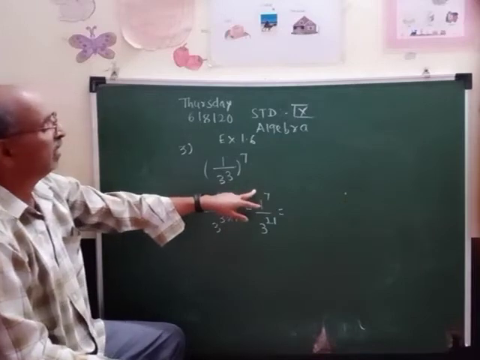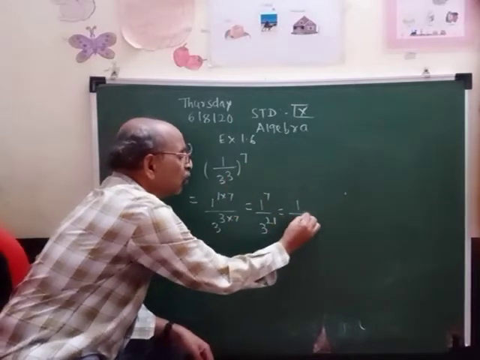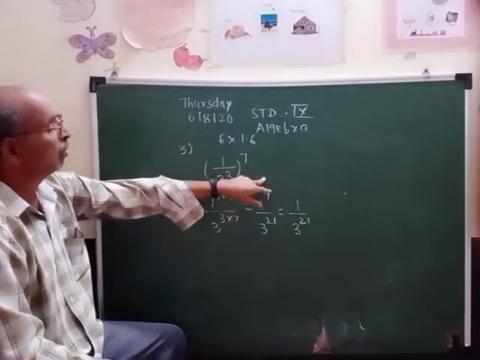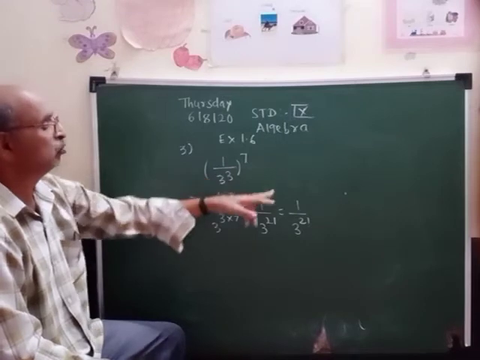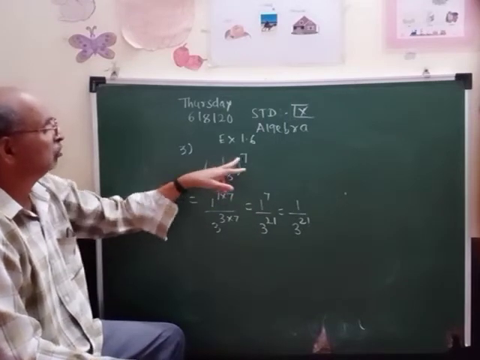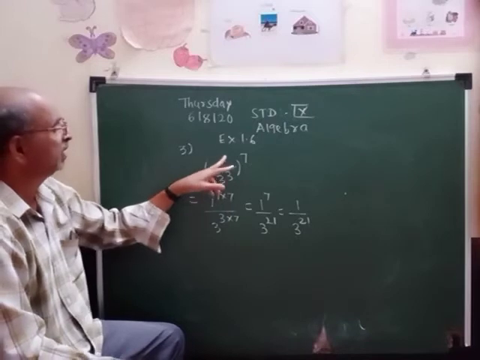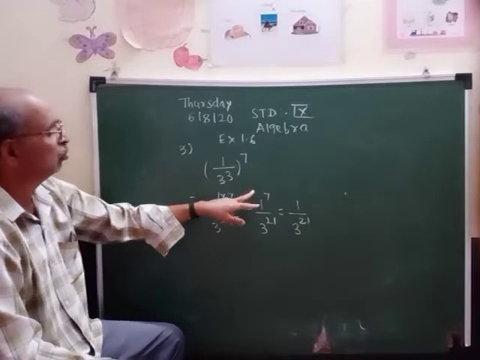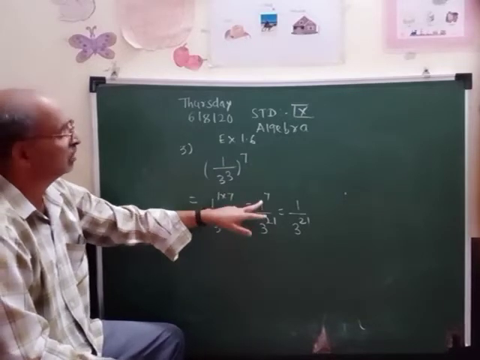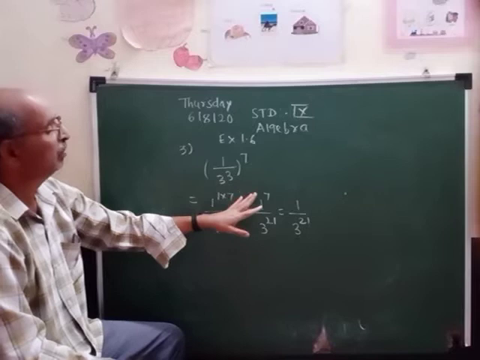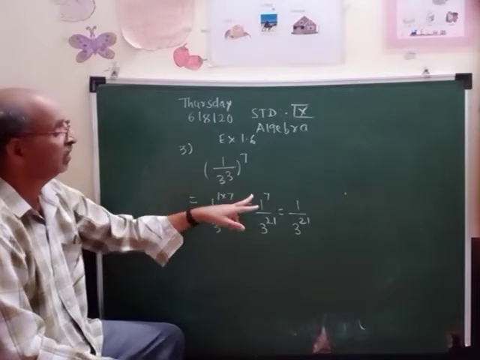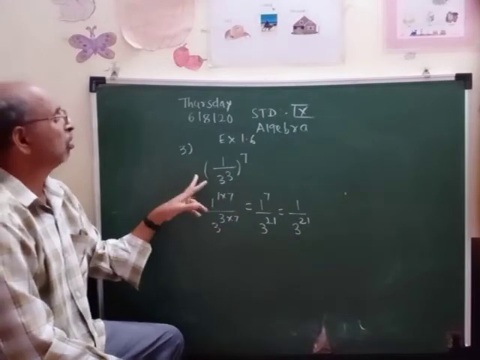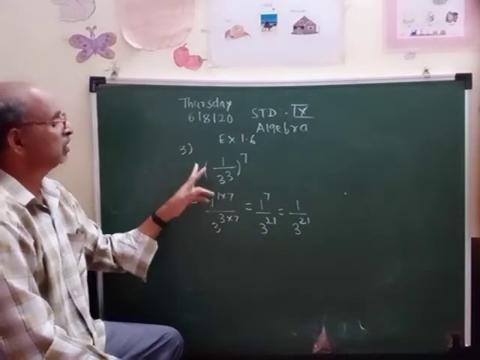But 1 raised to any index is 1 only. So 1 upon 3 raised to 21. Now we have used the rule power of power, a raised to p, bracket raised to q, is equal to a raised to pq. So for 1 the index is not written, so 1 into 7; here the index is there, 3 into 7. So 1 raised to 7 upon 3 raised to 21, and 1 raised to any number, whether 5, 6, 100, anything, the answer is 1 only, and 3 raised to 21. So by using the power of power rule, we have solved this example.